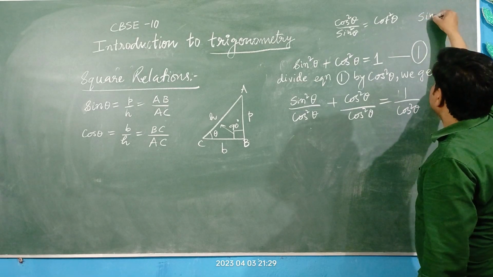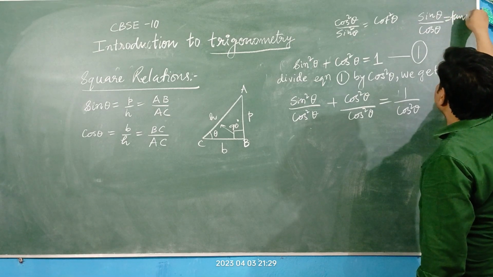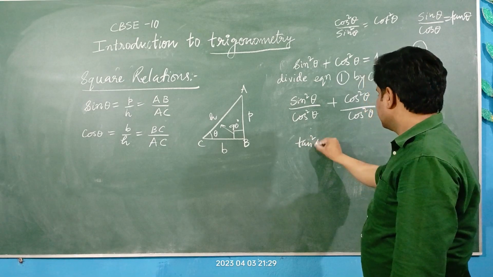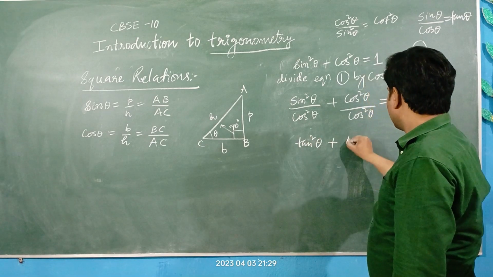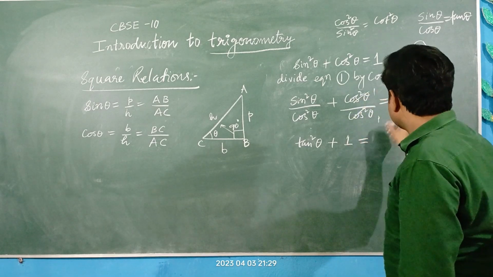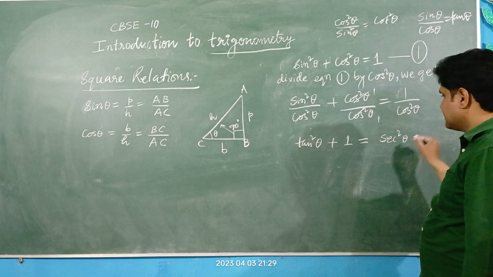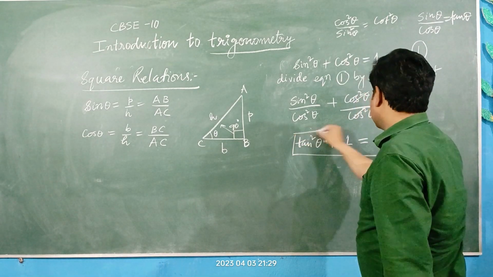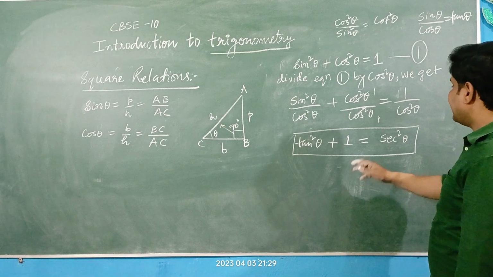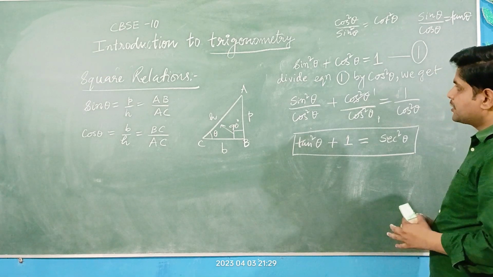So by the quotient relation, sine theta upon cos theta is tan theta. So if it is squared, we can write tan squared theta plus 1. Cos upon cos gets cancelled. We get 1 equals 1 by cos, the reciprocal relation, as sec squared theta. This is another square relation we can have in terms of tan and sec. So these are the three things we need to remember as trigonometric square relations.